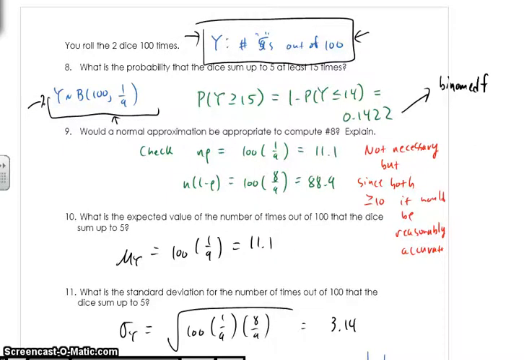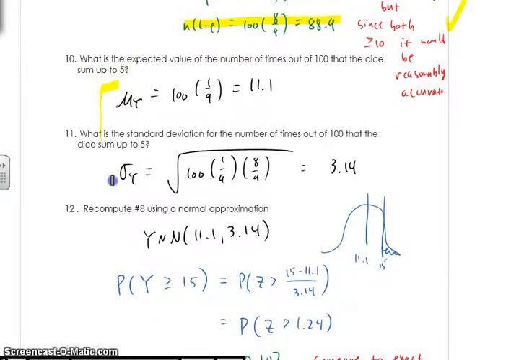The rest of the problem deals with, is a normal approximation appropriate? And appropriate maybe is not the right word, because in order to do number 8, we don't need a normal approximation. It's not necessary. This is the exact answer. But would it be reasonably accurate? Well, the rule of thumb again is that n times p is greater than 10 and n times 1 minus p is greater than 10. They both are. So it's not appropriate, but it would be not that bad. All right, so 10 and 11 ask us to find the mean and the standard deviation of that binomial model. And then 12 says use the normal model, and let's see how close we are.